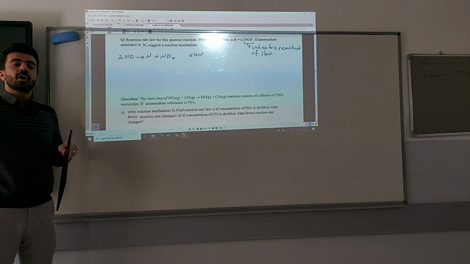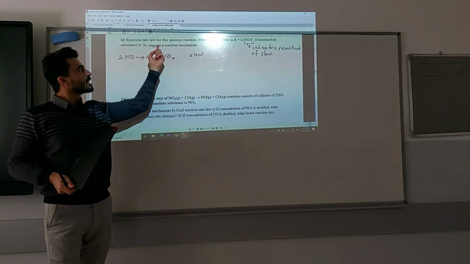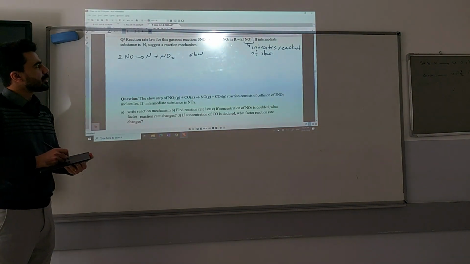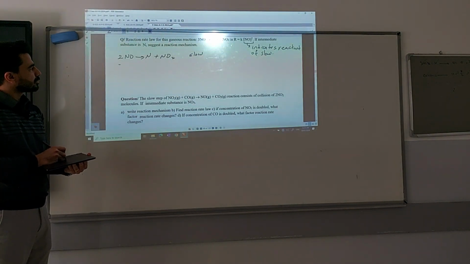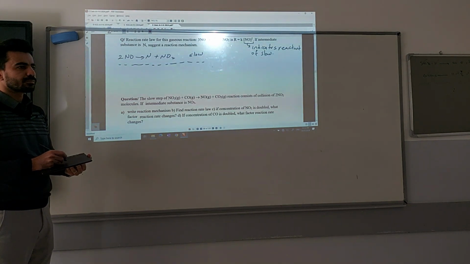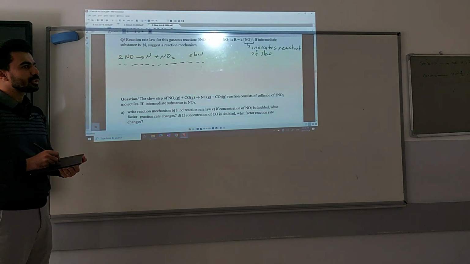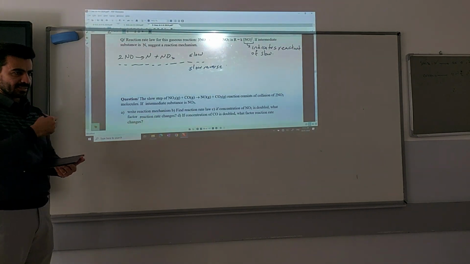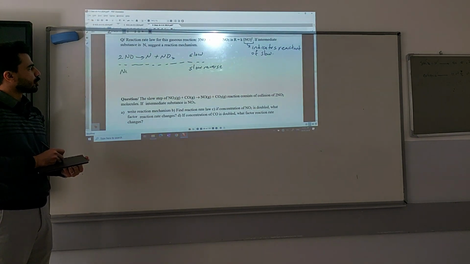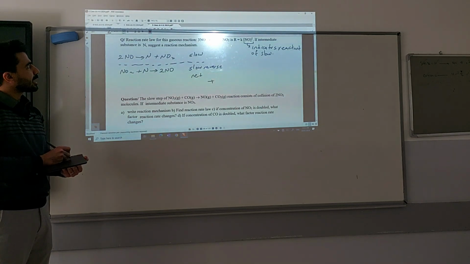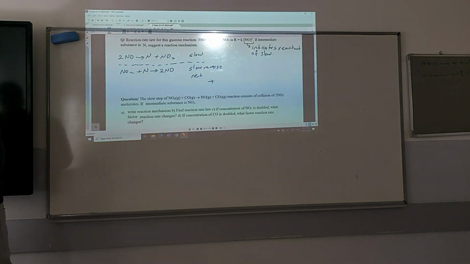That's it. In order to find the fast, because it says suggest a reaction mechanism, write all the steps, okay? So the N is in the reactant for the fast step? Yes, but not only N, you have to find everything else. What do you do? Reverse the slow step that we have found. Then NO2 plus N becomes 2NO, added with the net.